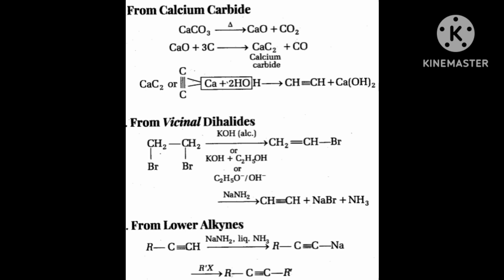Electrophilic means what? E plus, someone who wants electrons. E means electrophile. So this reaction is an example of electrophilic addition. Here the bromine, the electrophile, has taken the electron. I have told you this is an electrophilic addition reaction involving a cyclic halonium ion formation.